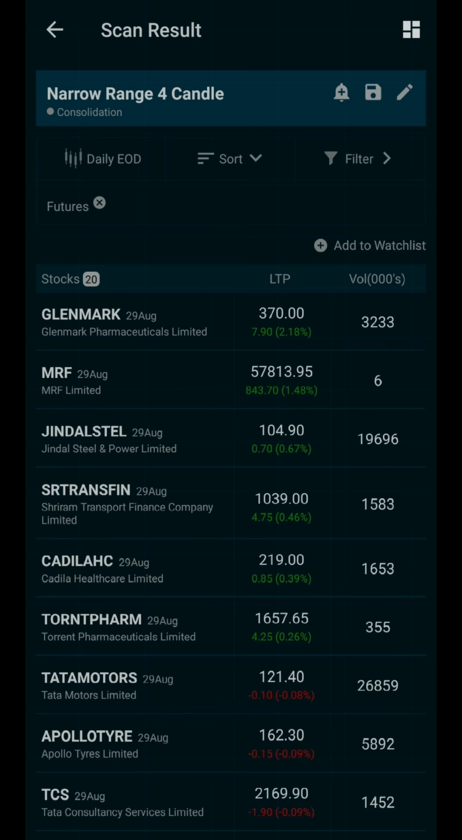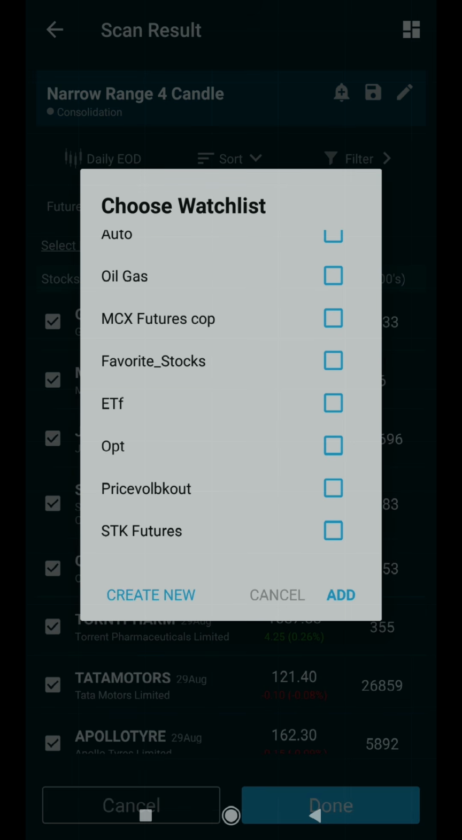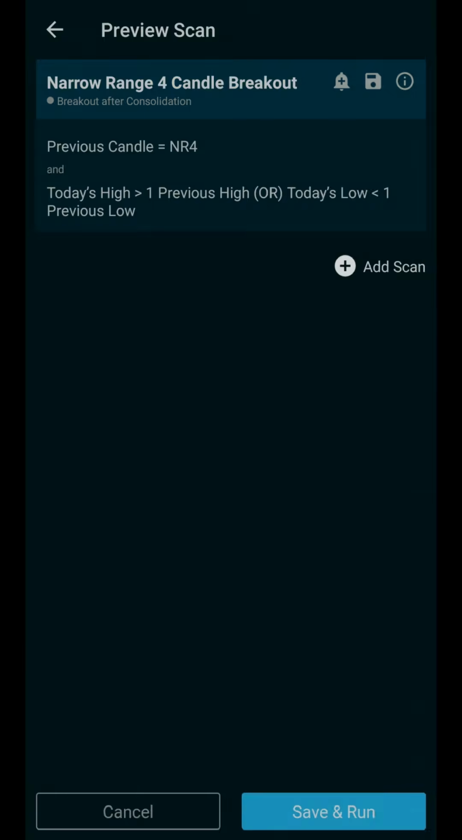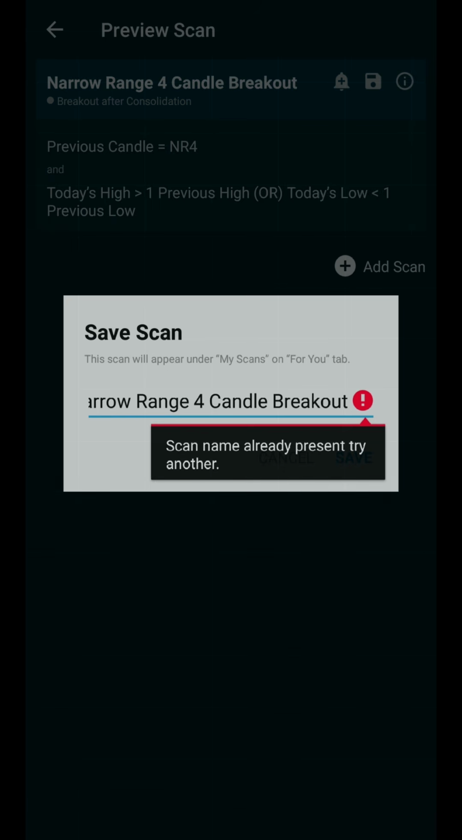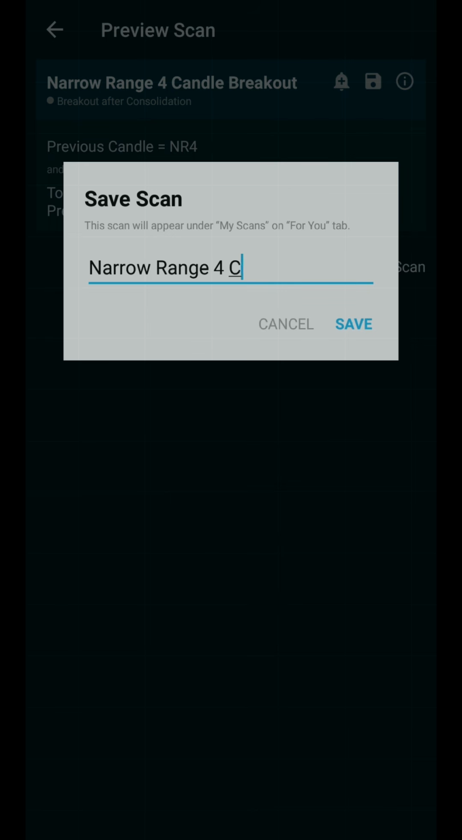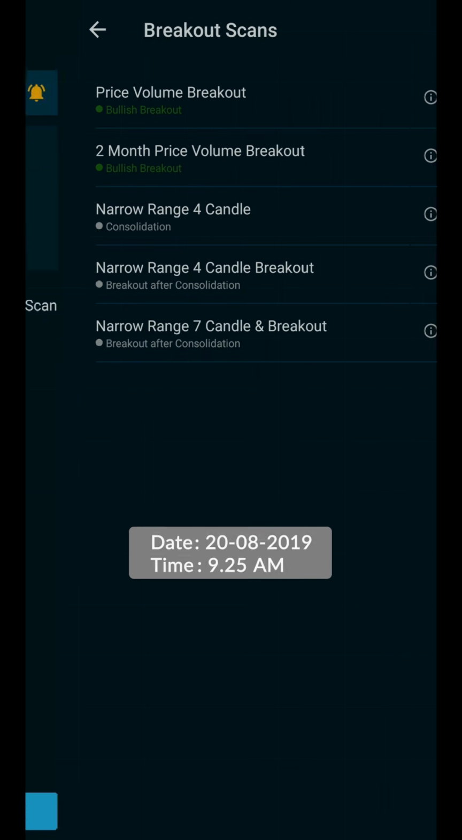We get a list of 20 stocks in the scan results page. You can shortlist your candidates and add them to a watch list. You can set up an auto alert for the NR7 candle breakout scan. And now you're ready to take on the next trading day. So the market's open at 9:25 a.m.